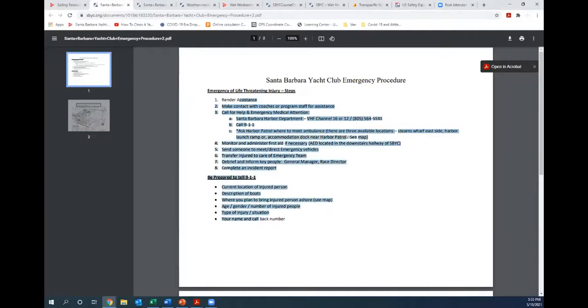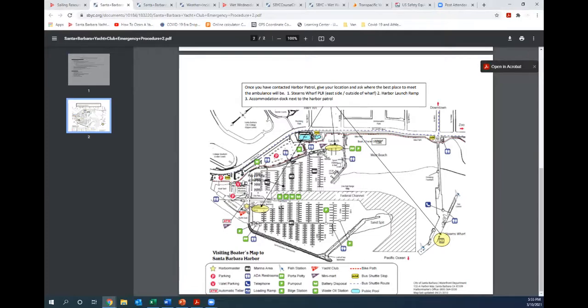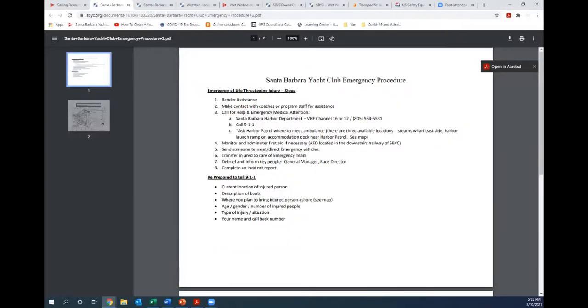This is one of the 3 pages. And some of this stuff on here is really interesting because we have it set up so that you're calling the Santa Barbara Harbor Department first, okay? And we have a map where an ambulance might meet somebody. So if you were to have a medical emergency, whether it be something as serious as a heart attack or as slight as a sprained ankle, one of the things that was really important to know while developing this is that the Harbor Patrol was real explicit.